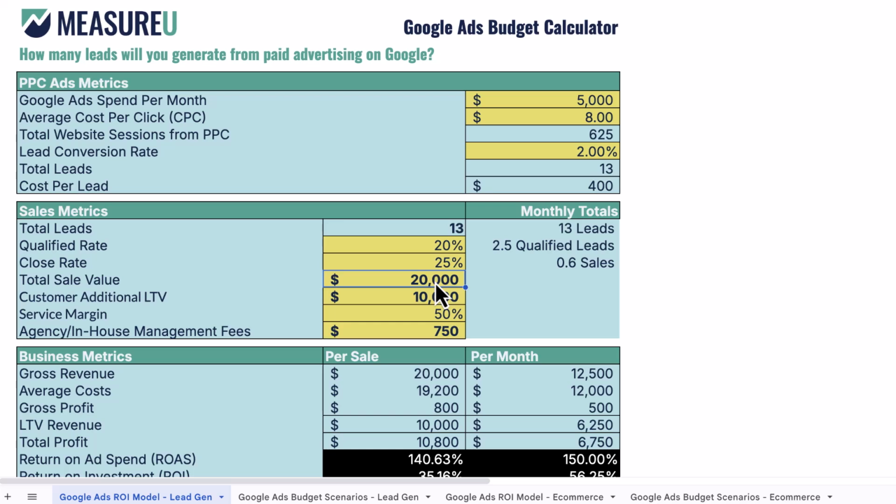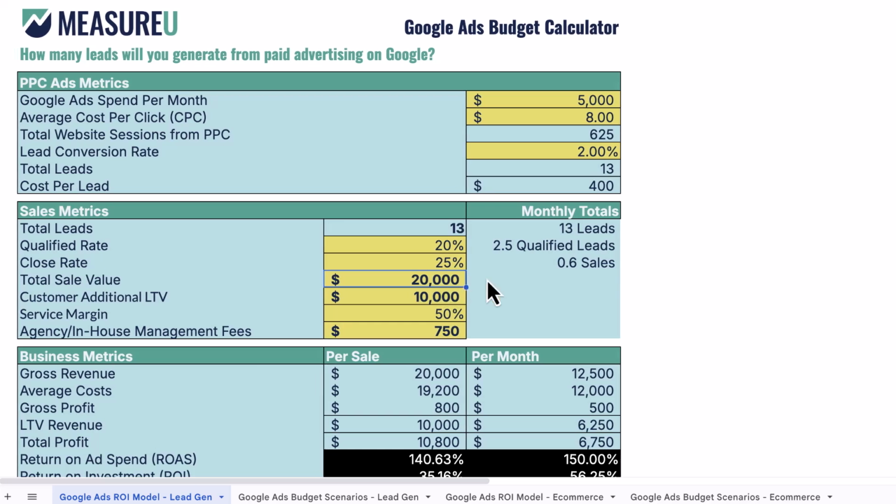It doesn't mean that it's going to be $20,000. It could be $1,000. It could be $100,000. It could be $1 million, right? Ultimately, you just need to know what that number is on average. Is there any other lifetime value that comes from a customer?